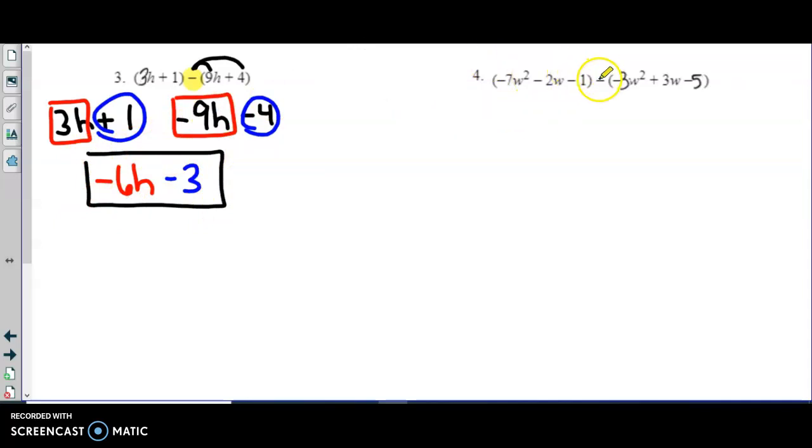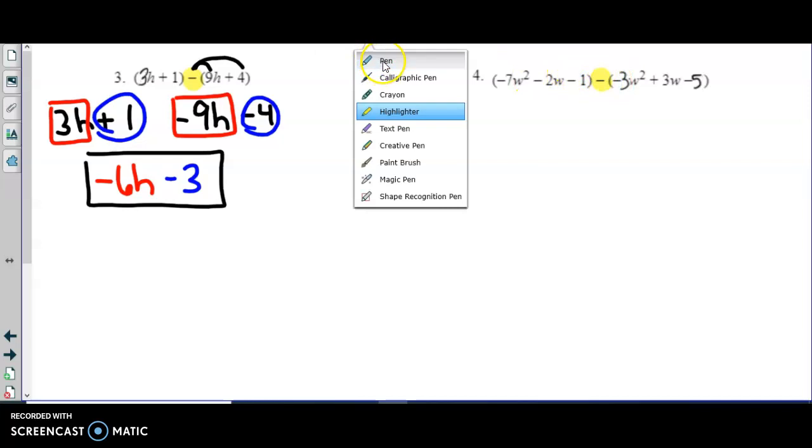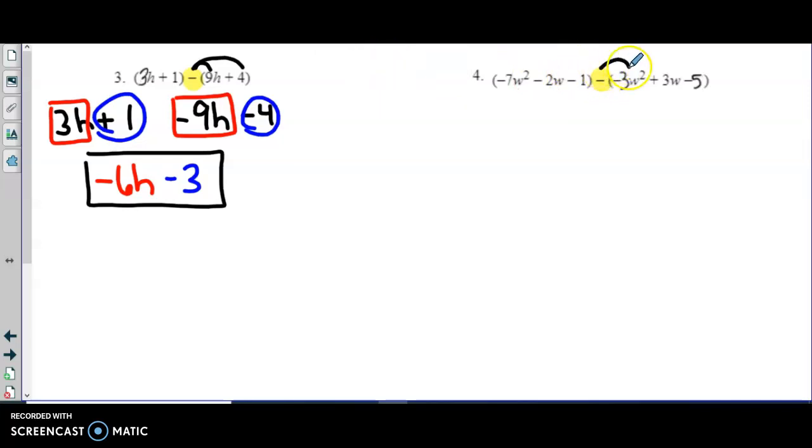So let's check out this one. We always want to check the sign in the middle first, and it is a minus sign, so we have to distribute that negative. And remember, distributing the negative is just fancy math talk for change all those signs. So since it was -3w squared, since it was negative, we're going to make it a +3w squared. Since this was positive, we're going to make it a -3w. And since 5 was negative, we're going to make it a +5.